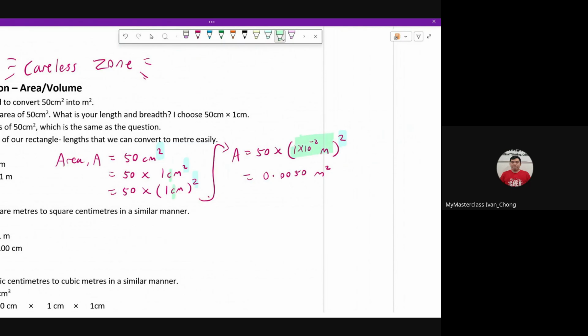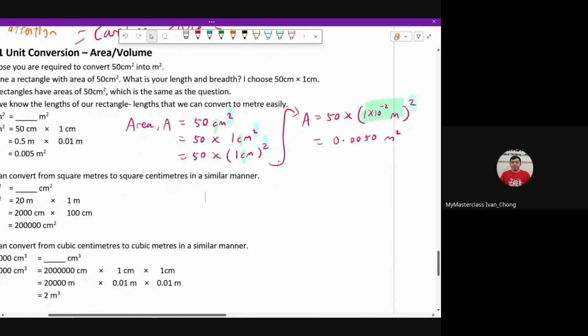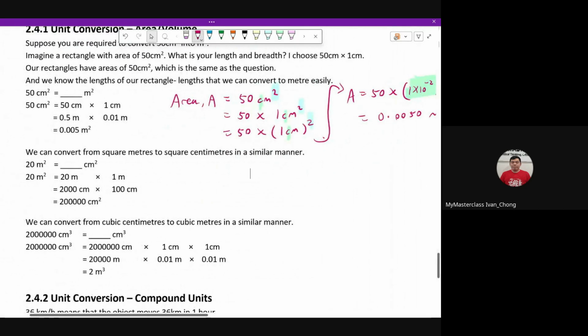In the cm, you need to square the entire c. You cannot just square, or you cannot just times one time. You need to square it twice. Okay. So let's see this one as well.